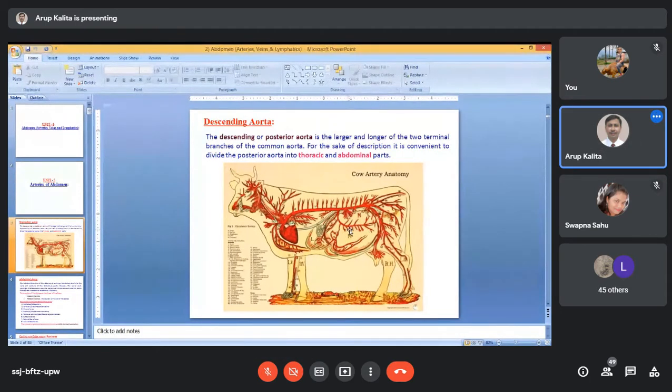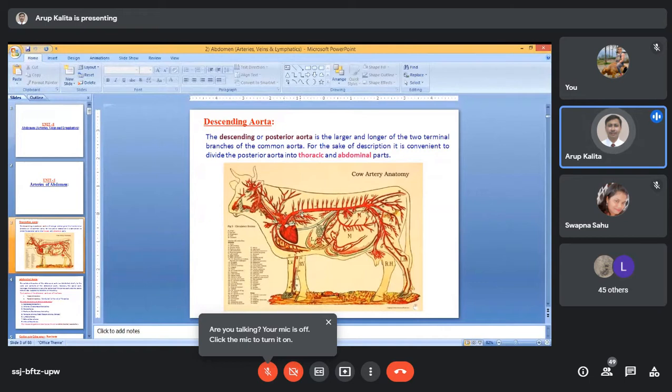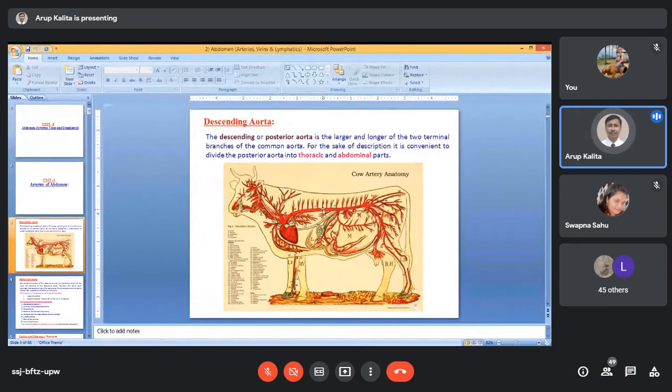cavity. So before going to see about the abdominal aorta or descending aorta, we have to know that this descending aorta is divided into 2 regions. The first part, that is present inside the thoracic cavity, is called thoracic aorta. And the part of the descending aorta found in the abdomen is called abdominal aorta. So thoracic aorta plus abdominal aorta equals descending aorta. Understood? Clear?